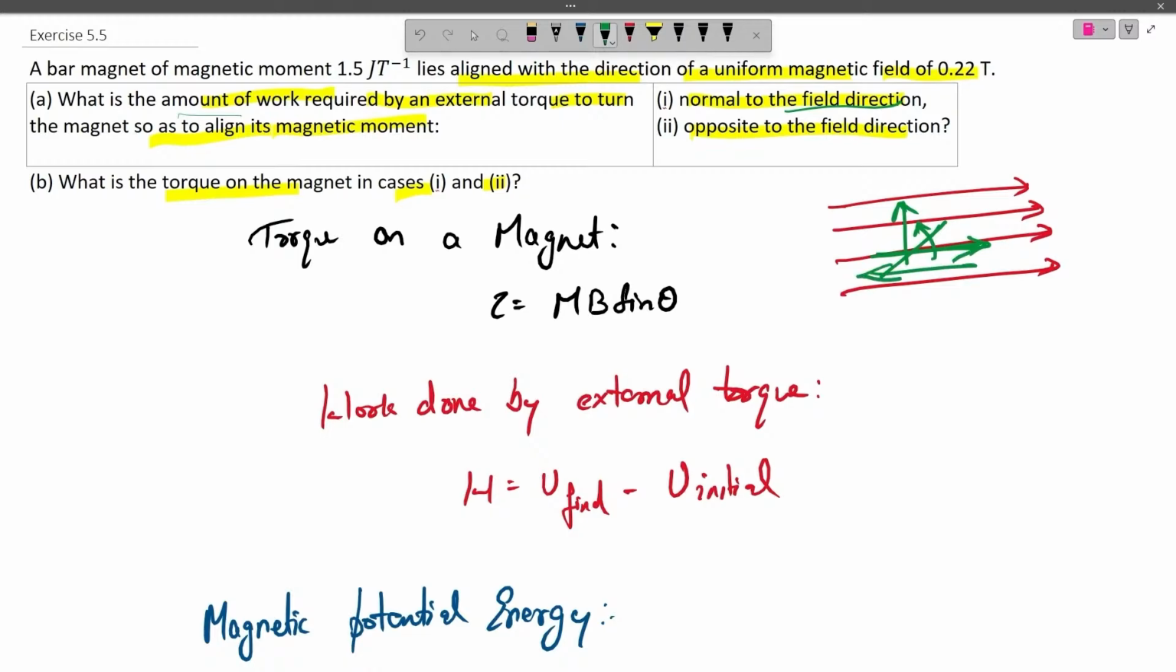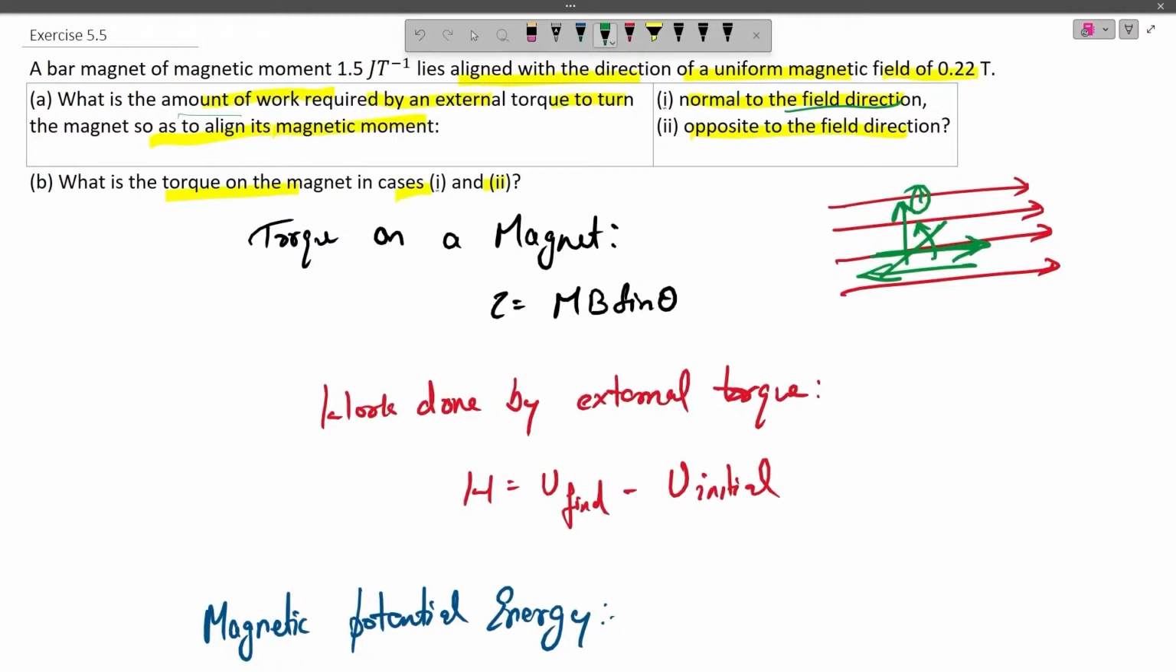So upon turning the magnet normal and opposite, we have to find out the work done by the external torque that is required. And in the second question, we have to find out the torque on the magnet in case 1 and 2. If we have turned this magnet, what would be the torque acting on it in the first case, at 90 degree, and in the second case, theta equals 180 degree, where theta is the angle between the axis of the magnet and the uniform magnetic field.